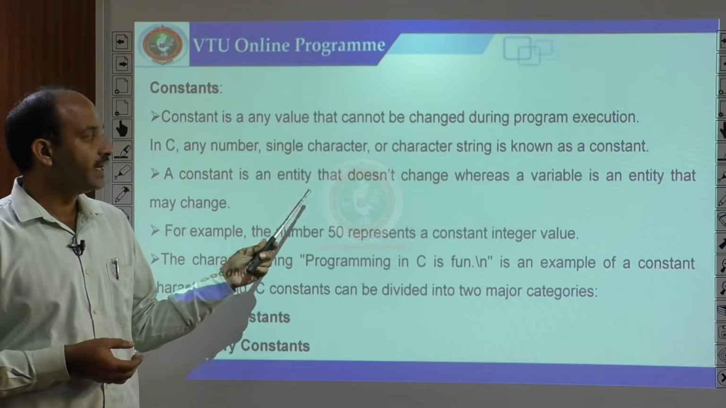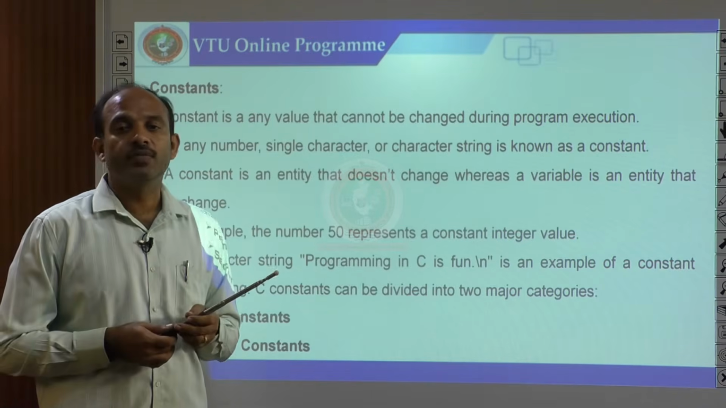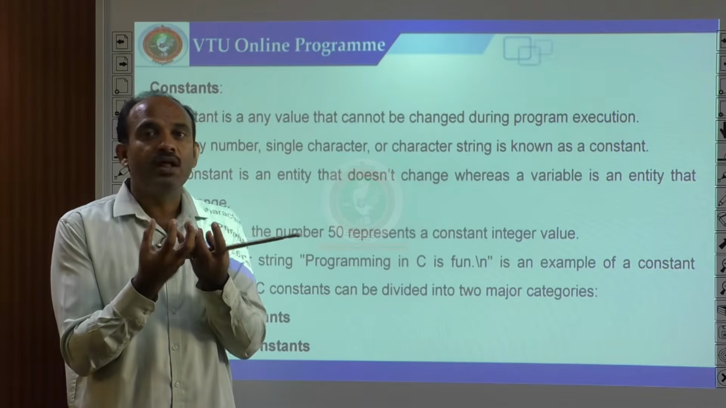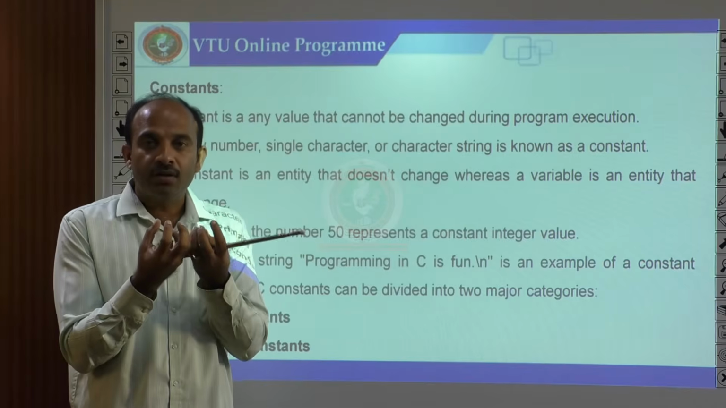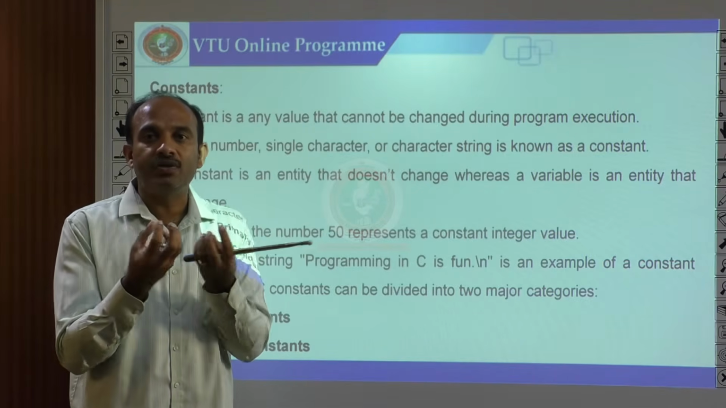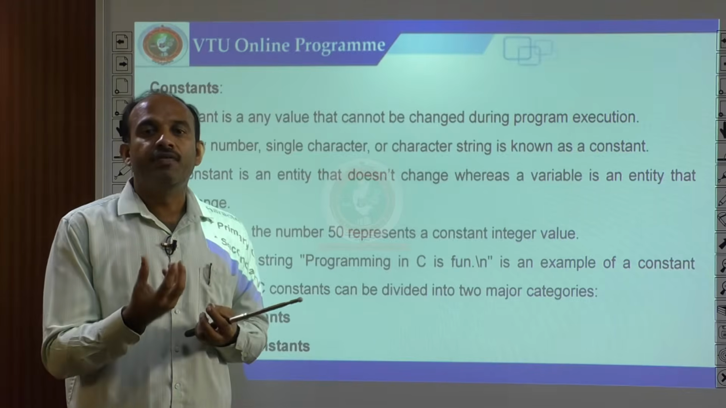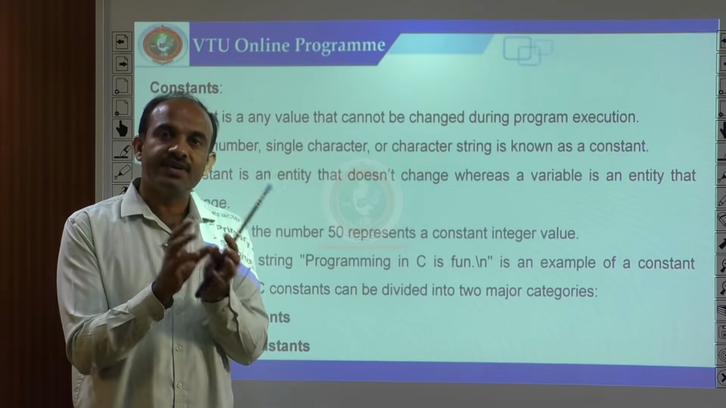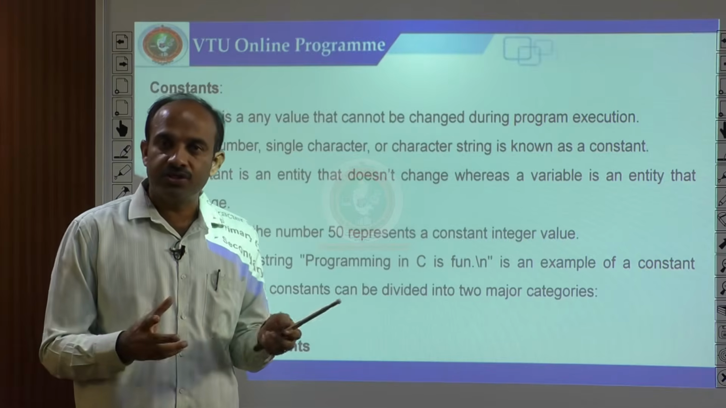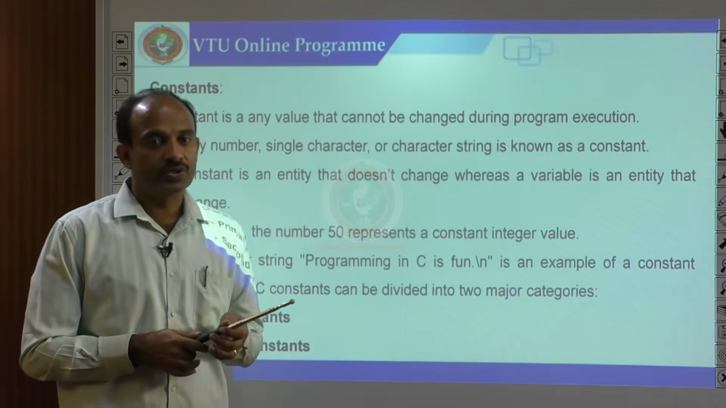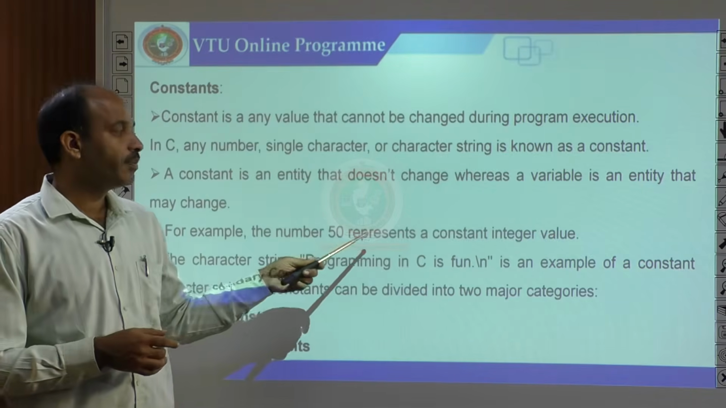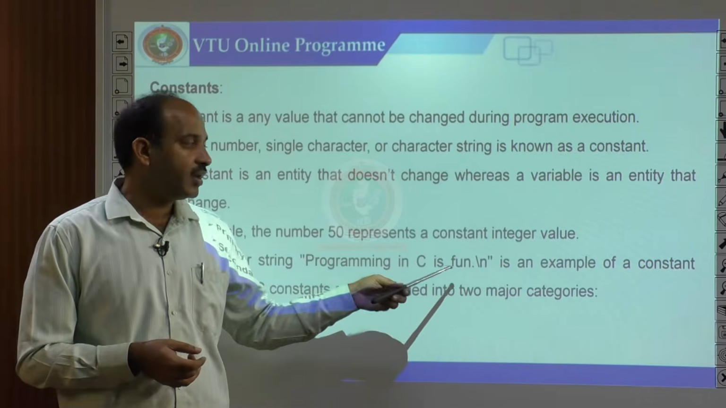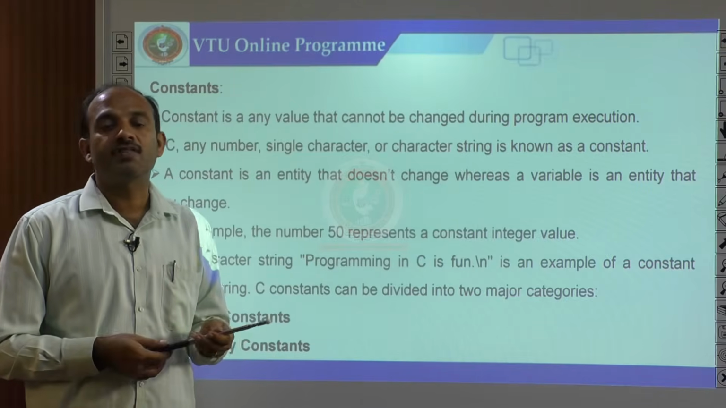A constant is an entity that does not change its value, whereas a variable, try to understand the difference: variable and constant both contain a value, but a constant you cannot change during the execution, but a variable is an entity that may change. That is the only difference. Both accommodate a space for the value; a constant will not change, but a variable may change. For example, the number 50 represents a constant integer value. Similarly, "programming in C is fun" is an example of a constant character string.